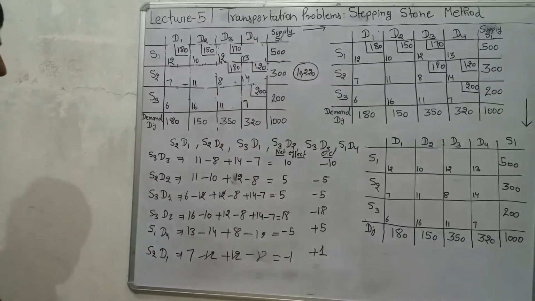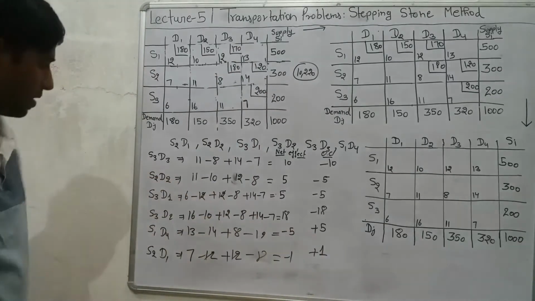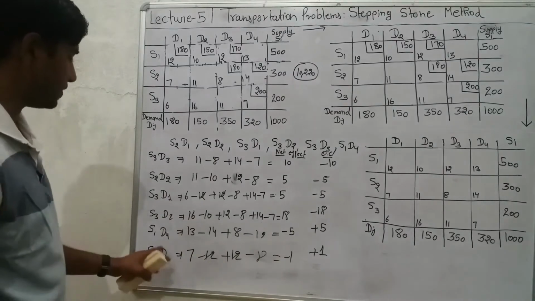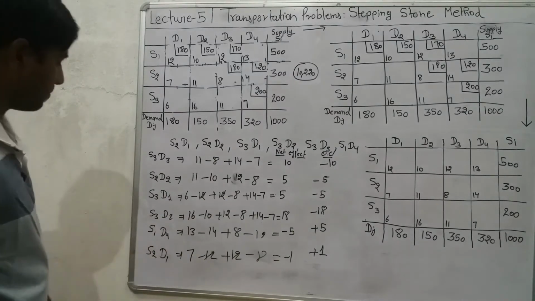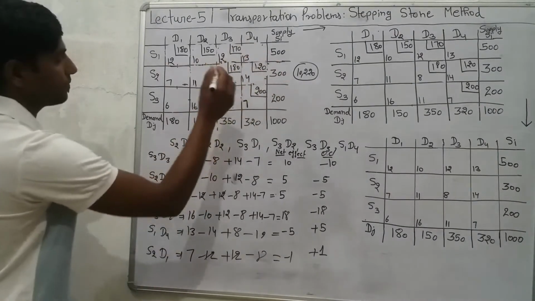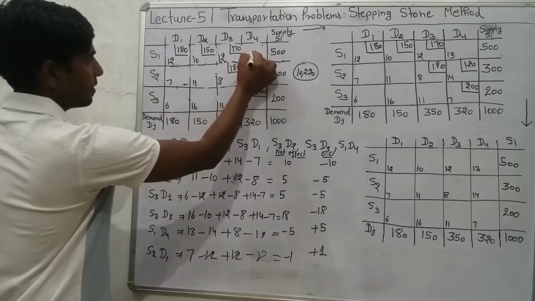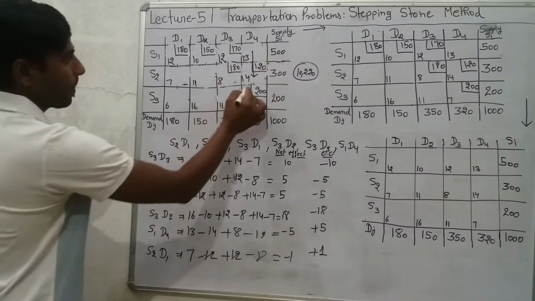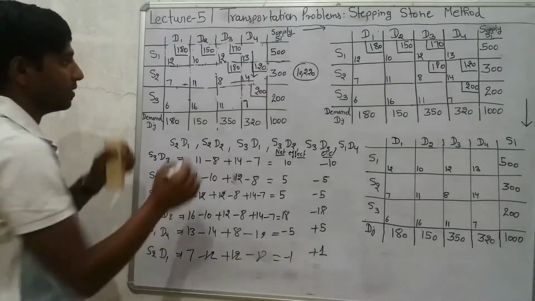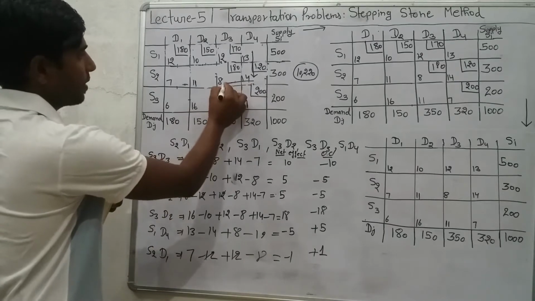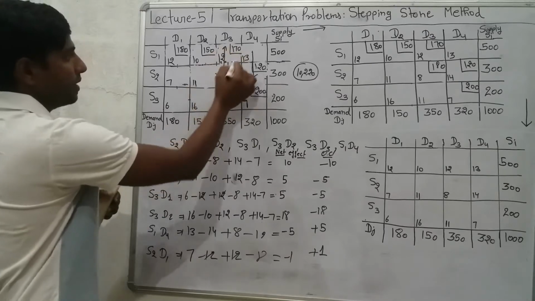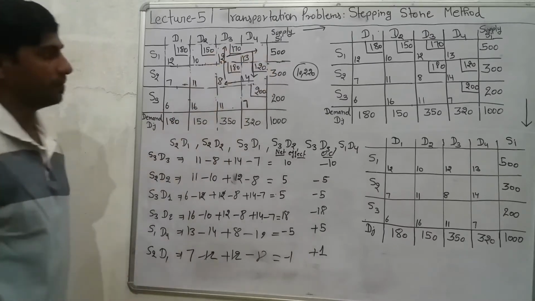So what are we going to do with the highest opportunity cost? We are going to transfer the maximum possible amount to this cell. So what was the closed loop, if you remember, for S1D4? We started from this cell, came down to this cell, took a 90-degree turn horizontally and came to this cell, and after coming here again we took a 90-degree turn to this cell, and from there we came here.